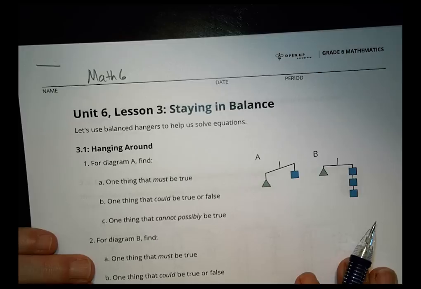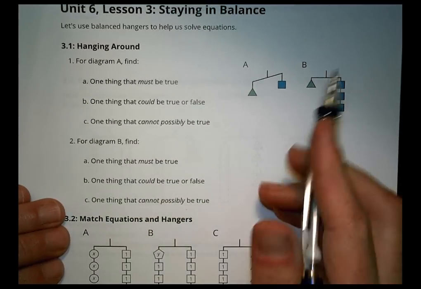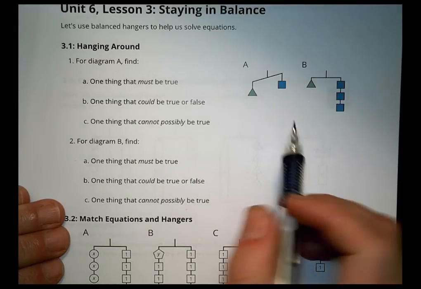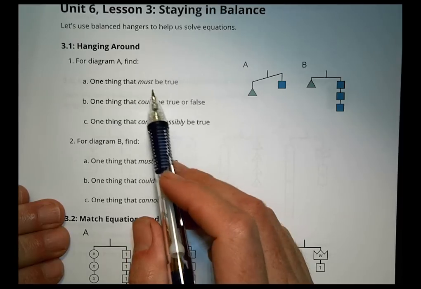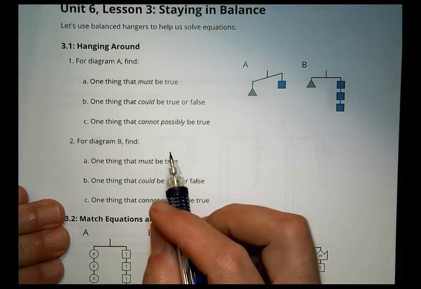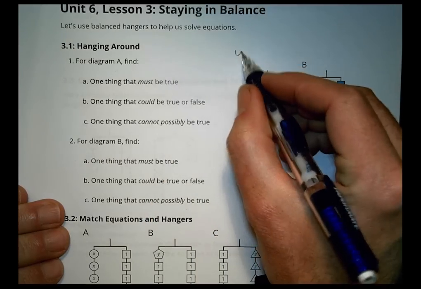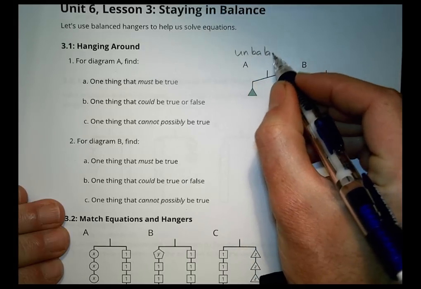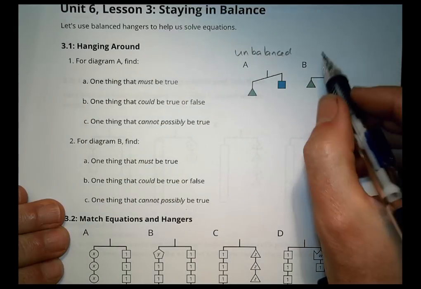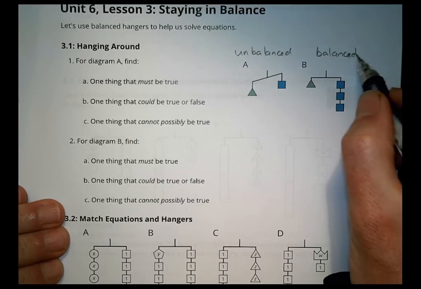So here we go. First of all, we have a couple of diagrams here, A and B, with triangles and squares. We have some questions they want us to talk about: things that must be true, could be true or false, and cannot possibly be true about both of them. A few things we notice is that A is definitely an example of something that is unbalanced, because it's at that angle. It's not leveled out. Whereas the B one is certainly balanced. So things are equal there.